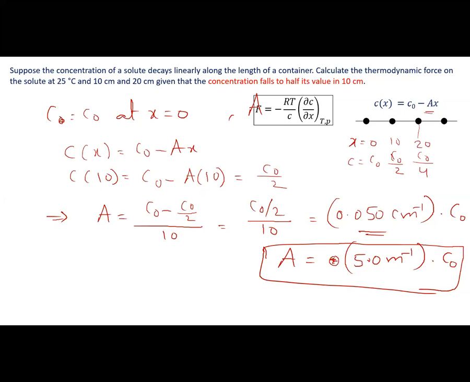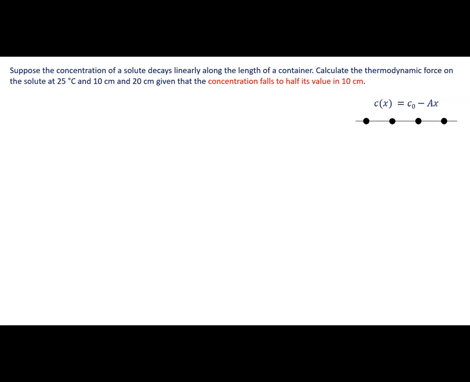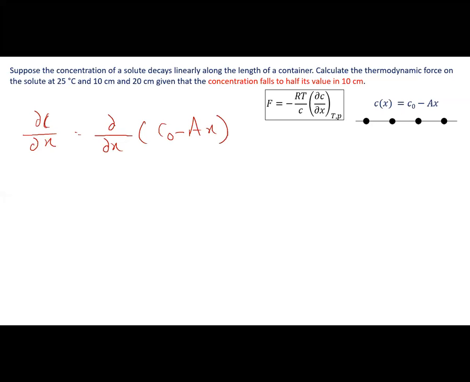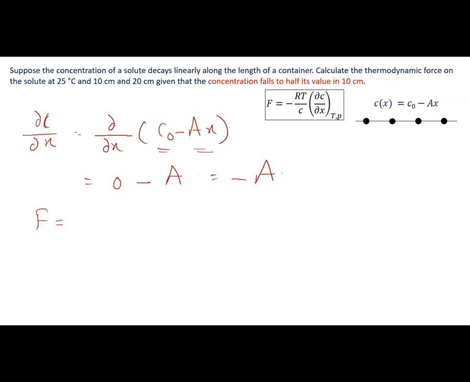So what we have to find is the thermodynamic force at 10 centimeters and 20 centimeters. So let's do that. We know this equation, F is equal to minus RT over C dC over dx. So we have to find the concentration gradient dC over dx. And we know that concentration is given as C naught minus Ax. If you take the derivative of this one, the derivative of a constant is 0, and the derivative of the second term is going to be minus A. So dC over dx is nothing but minus A. Substituting this equation, maybe I call it 1, into the force equation, it becomes minus RT over C times minus A, and the final equation is ART over C.